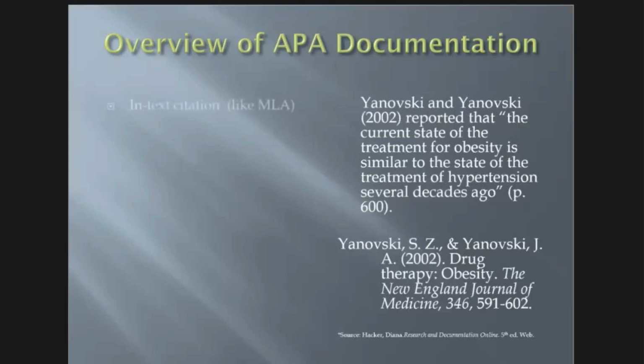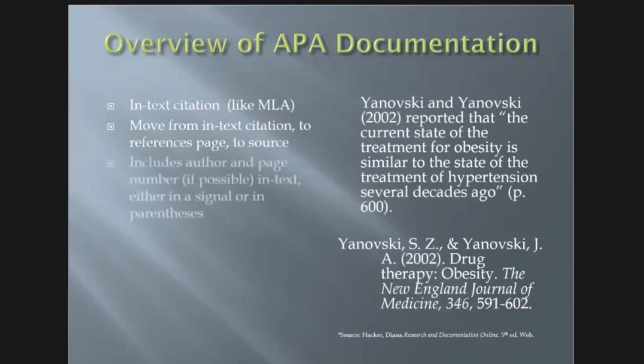Okay, so it's in text. I would expect to move from here: if I wanted to actually look up that source, I would just need to go to the references at the end and look alphabetically down to the Y's, right? So that's very similar to MLA.